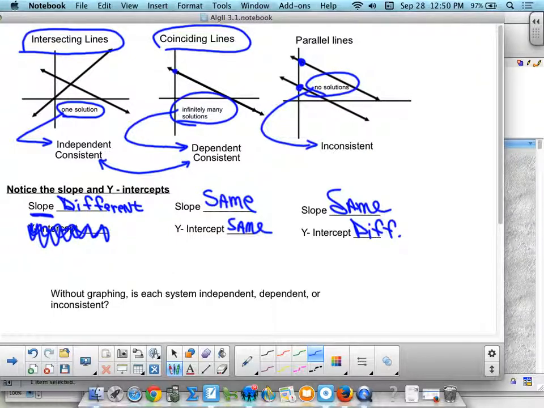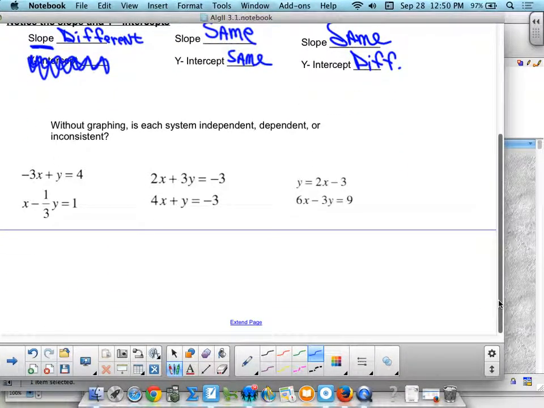Take a look down below. Without graphing any of these systems, don't graph. Is it going to be independent? Oh, by the way, independent is this: two lines that intersect at one point. Is it going to be dependent? That'd be this.